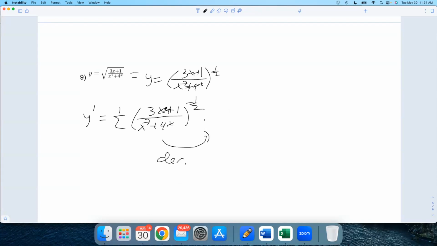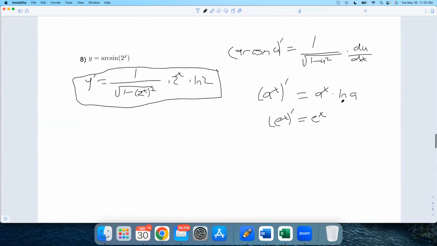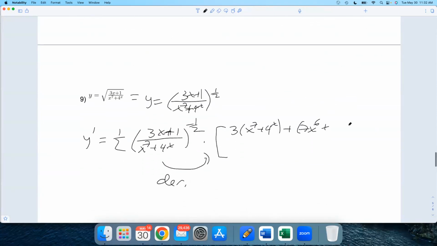So this is chain rule. Now, what's inside is a fraction, so I'm going to have to use quotient rule here. Derivative of the top is 3. Leave the bottom alone. Plus the derivative of the bottom. And I need parentheses here. A lot of times people leave off all these parentheses. That's going to be 7x to the 6th plus the derivative of 4 to the x. That's this problem again, right here. The derivative of 4 to the x is 4 to the x times natural log of 4, times the top.